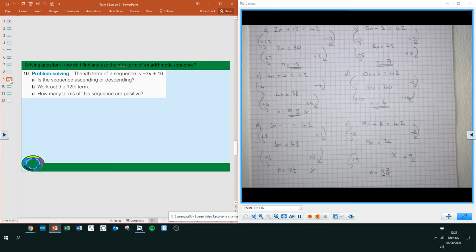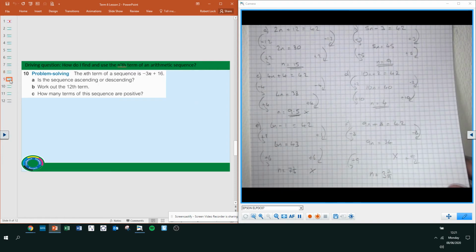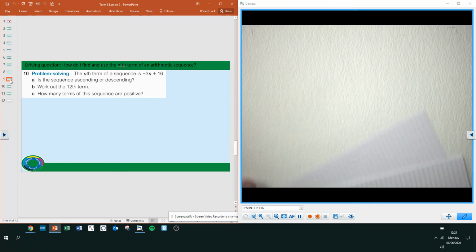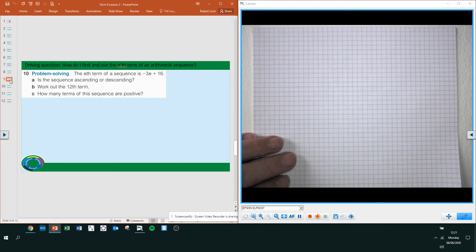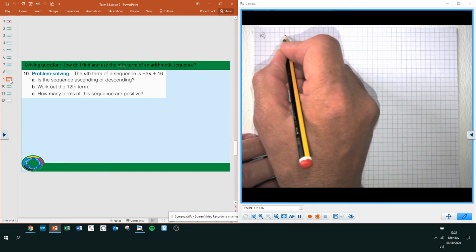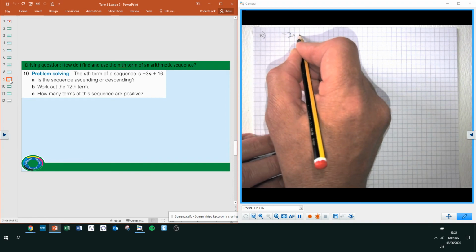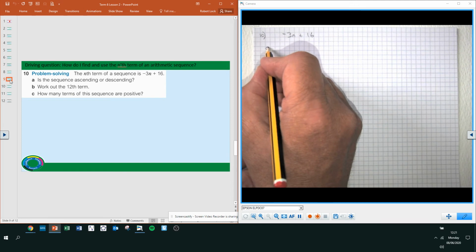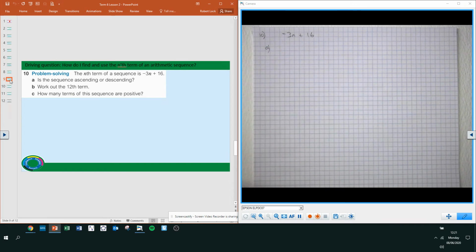Next question. Problem solving. The nth term of a sequence, question 10. The nth term of the sequence is minus 3n plus 16. Question A. Is this sequence ascending or descending?